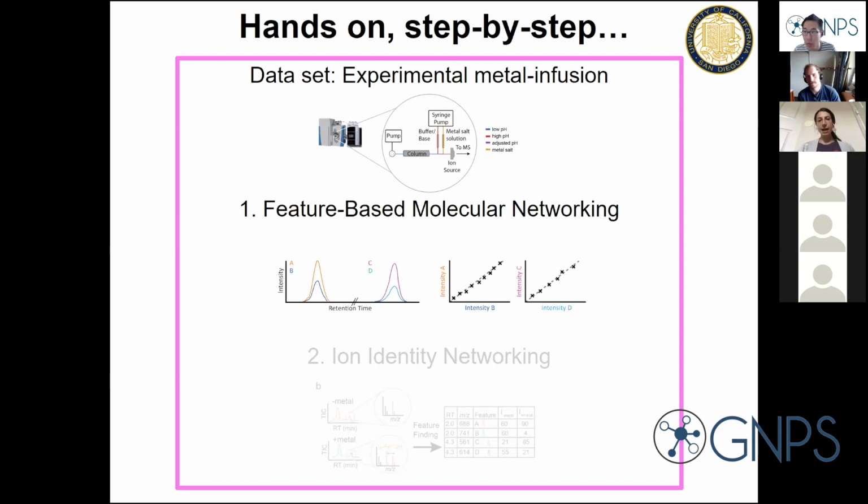salt. And so for this data set, it was really important that we used feature-based molecular networking. This is because we're going to be focusing on mass deltas between unbound compound and then iron bound compound. And so for that, we'd have to be looking at the MS1 level. So next slide, please.